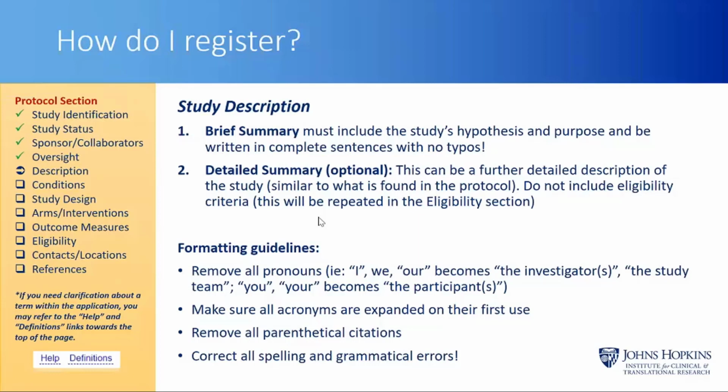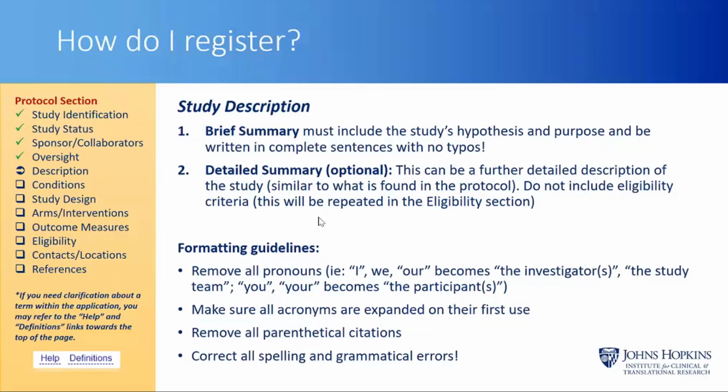So then there's some formatting things to watch out for. You can't use words like I, we, our, us. It should be phrases like the investigator, the study team, and then the participants. They prefer the word participants instead of patient. So wherever you can, use participants instead of patient. But again, it's not something that will stop anything from going further, but it is something that they prefer.